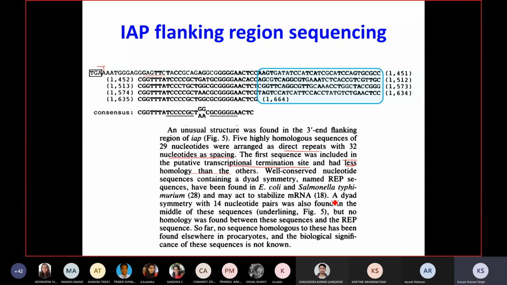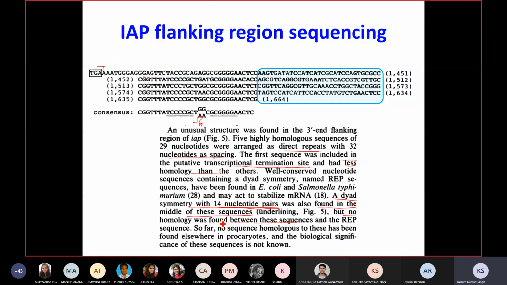Now, interestingly, they made an observation that a dyad symmetry of 14 nucleotide pairs was also found in the middle of the sequences, but no homology was found between them. So what do they understand by this? The dyad symmetry of 14 nucleotide base pairs. When you see this conserved consensus sequence, you have a 29 base pair direct repeat, and out of the 29 base pairs, exactly 14 base pairs contain the dyad symmetry. So something like this structure.